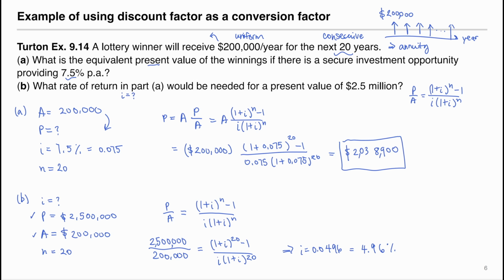And if we compare these values, first we calculated it will require about $2.03 million if we have 7.5% per annum interest. However, in this case, if we have 2.5 million, then the interest rate is lower. That is because if you invest more money, then the interest rate will be lower. So the rate of borrowing will decrease in the same period of time if you borrow more money.